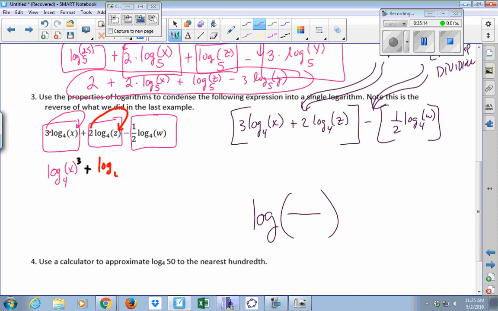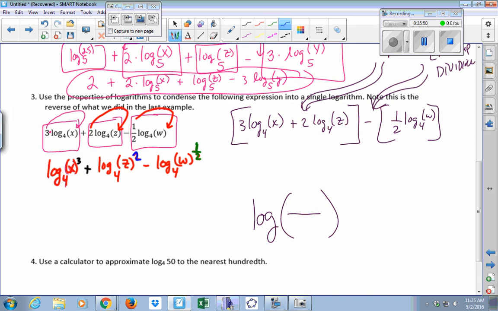Log base 4 of z squared. So it just comes back on, attaches itself back up there. And similarly, this 1/2 power, which is the same as the square root. But given that we're working with logs and exponents, I'm not going to revert to making things radicals. I'm just going to keep them as exponents. So w to the 1/2 power. So this is what it looks like, log base 4. So this would be my first attempt. And let me actually make this exponent a different color as well.